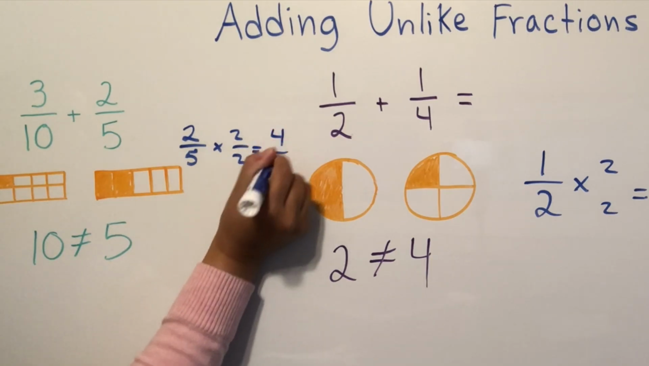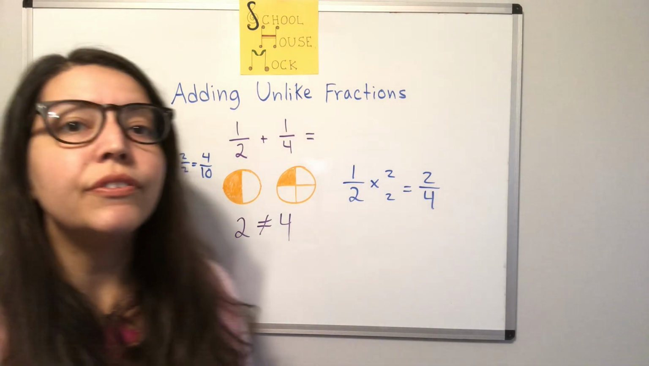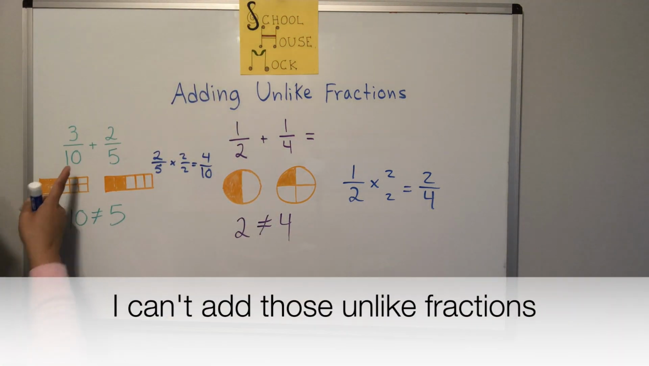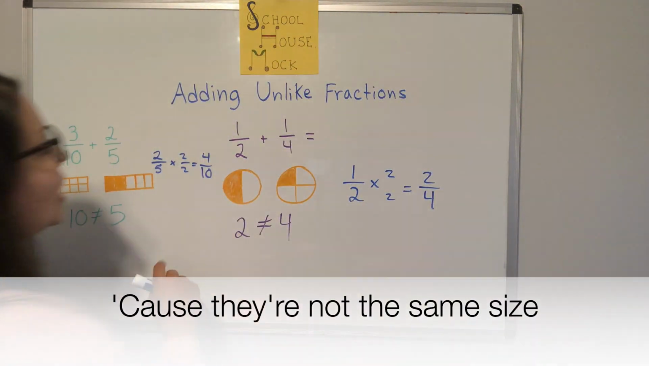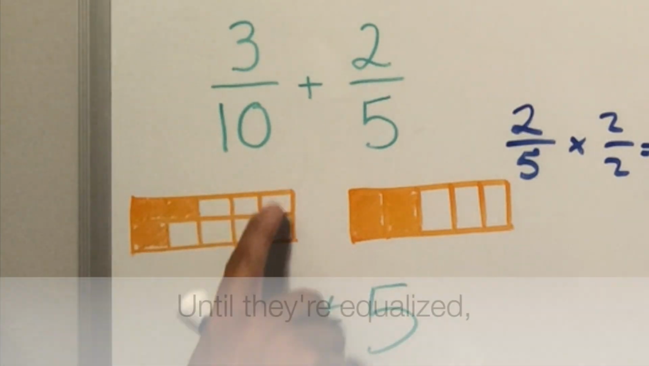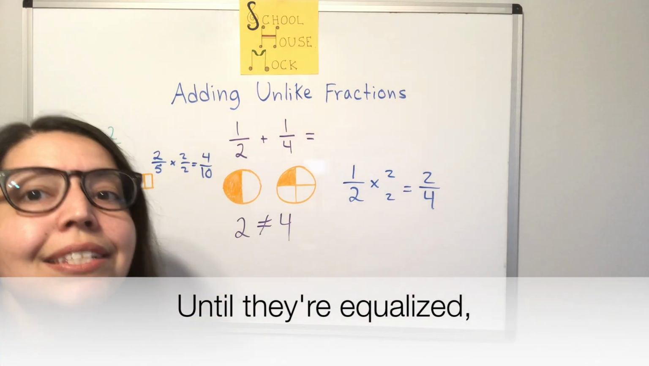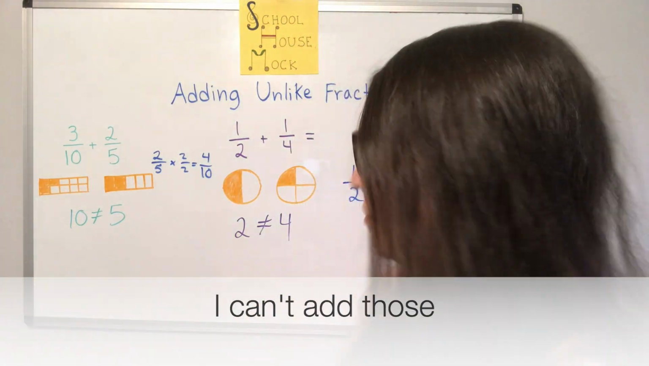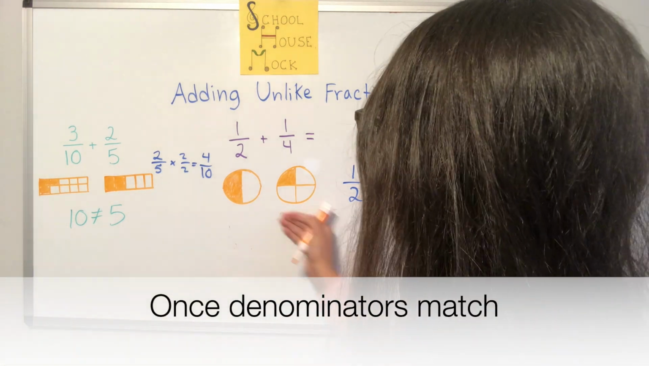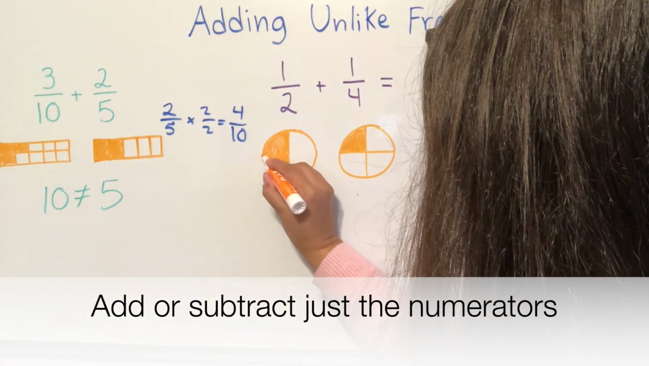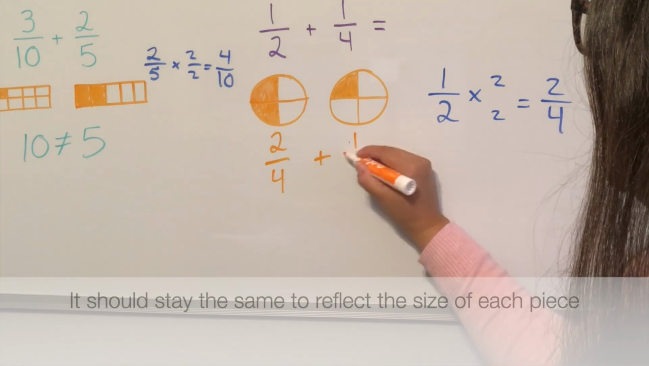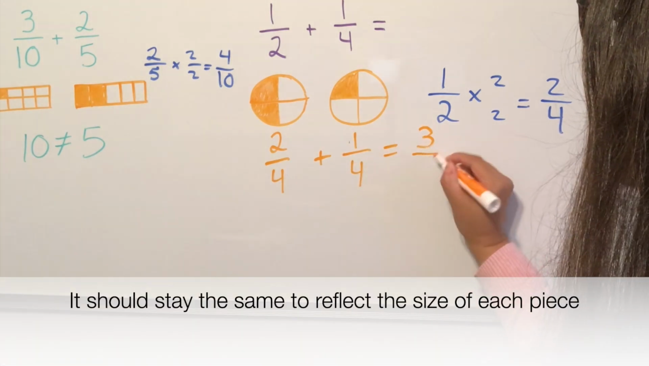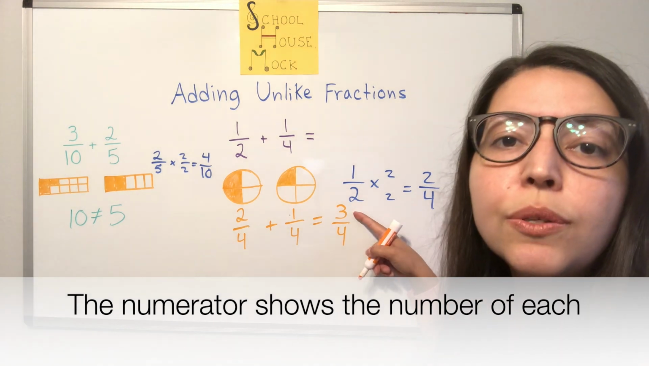I can't add those unlike fractions, 'cause they're not the same size until they're equalized. Once denominators match, add or subtract just the numerators. Don't change the denominator. It should stay the same to reflect the size of each piece. The numerator shows the number of each.